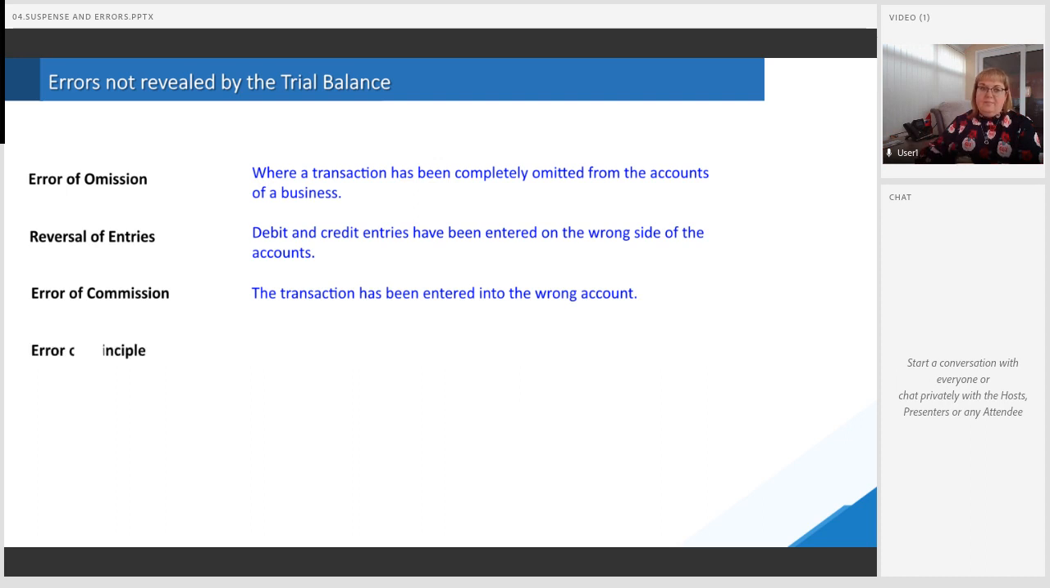Another error is the error of principle. And sometimes learners get confused between error of commission and error of principle. But this is where the wrong type of account has been used. So let's say, for example, as a business, we've purchased maybe a photocopier. A photocopier would generally be classified as a non-current asset because it's something that the business owns, generally will retain for a period of longer than 12 months, and it will help the business function. So in this example, what we should have done is we should have debited an asset account, maybe computer equipment, and we should have credited the bank or maybe a loan, depending on how it was financed.